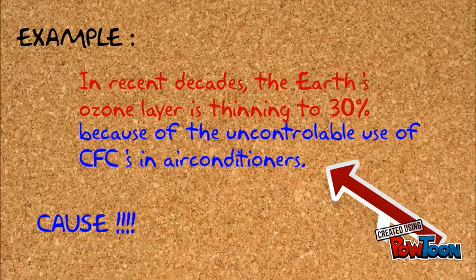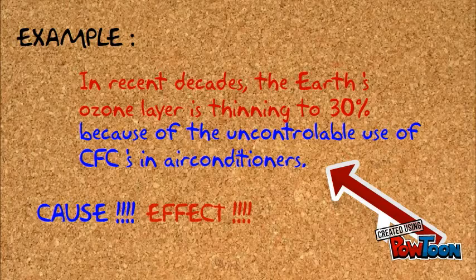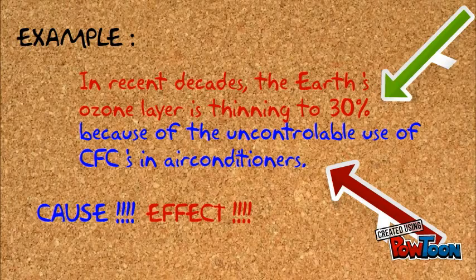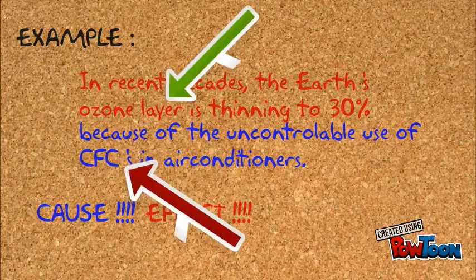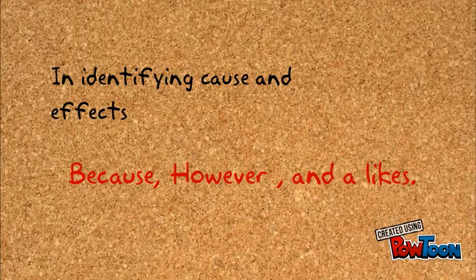To find the effect, you must find what is the result. So the result is the Earth's ozone layer is thinning 30%. In identifying cause and effect, the words to be searched are because, however, and etc.